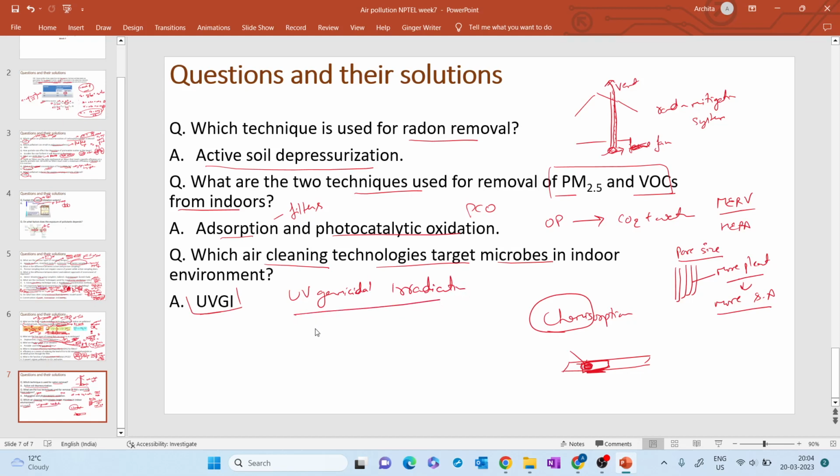This technique has UVA and UVC. With the help of these two radiations, they try to kill the microbes. These UV radiations enter the microbe, decompose or dissociate its DNA and kill it. Okay, and that is why UVGI is the technique which is used for microbe elimination in indoor air environments.